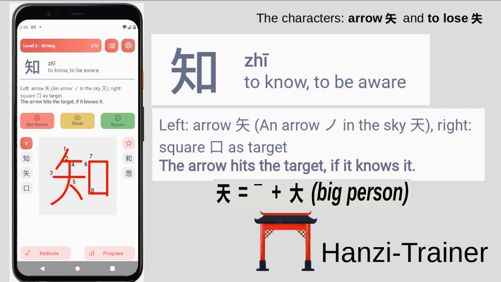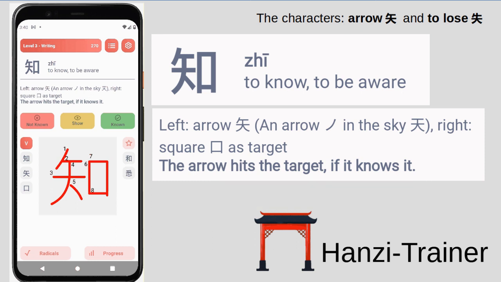And you can remember sky by thinking that the upper horizontal line is the sky itself, and below that the character for big, which resembles a big person. So that what's above the big person, namely the horizontal line, that's the sky. And the memory phrase for the total character with the meaning to know is: the arrow hits the target if it knows it. So the combination of arrow and target means to know. Again, the arrow hits the target if it knows it.